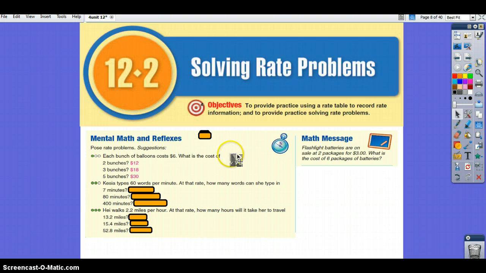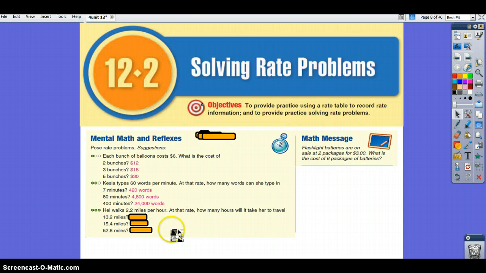Cassia types 60 words per minute. At that rate, how many words can she type in 7 minutes? Well, 7 times 6 is 42, and then add a 0, so 420 words. 80 minutes? Well, 6 times 8 is 48, 2 zeros, 4,800. And 400 minutes. 6 times 4 is 24, 3 zeros now, 24,000 words.